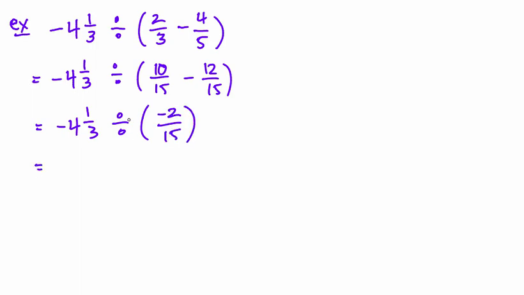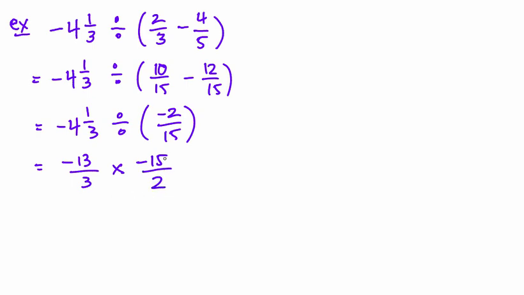And now to do division, I need to now be working with improper fractions. And I could have done that step much earlier. This becomes negative 13 over 3. And then I might as well skip a step here instead of writing that out and then writing it out again as a times. I'm just going to times by the reciprocal.